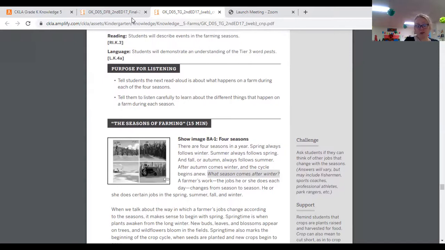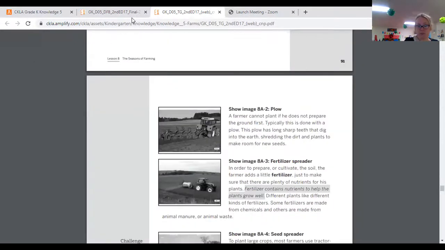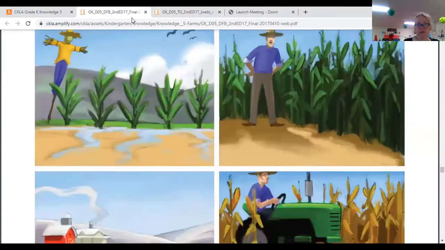A farmer's work, the job that he or she does each day, can change from season to season. So we can talk about the way farmers' jobs change according to the seasons. When we do this, it makes sense to begin with spring. Let's take a look at spring.